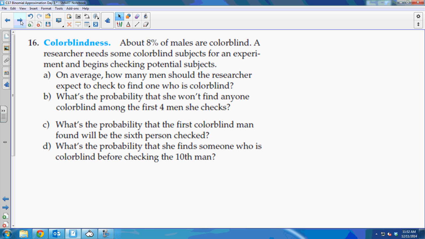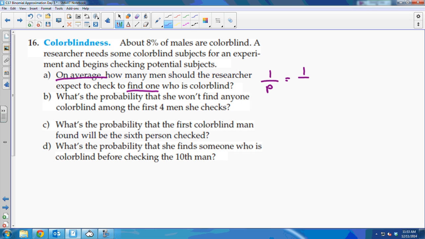Okay, these are the ones you should be able to do. About 8% of males are colorblind, and a researcher needs some colorblind subjects for an experiment and begins checking potential subjects. On average, how many men should the researcher expect to check to find one who is colorblind? So it's like finding the first one that is colorblind. That's why we're using geometric. So how do you find an average for geometric?